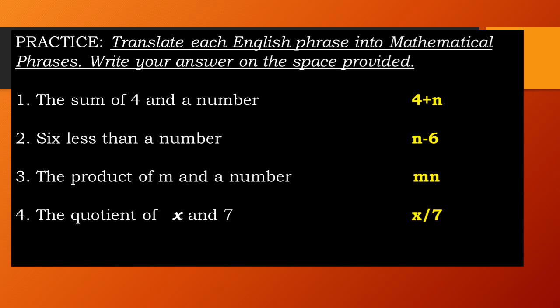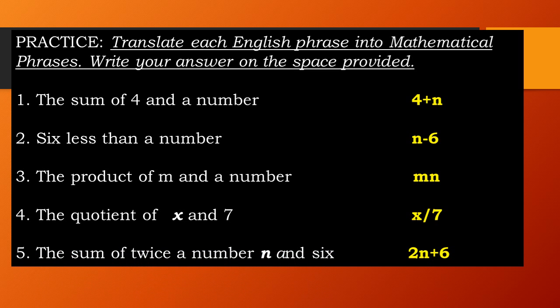Number 4, the quotient of x and 7. Always remember, the operation you are going to use is quotient, so that is divide. So x divided by 7. Number 5, the sum of twice a number n and 6. You are going to use addition since the word there is sum. Twice a number n is 2n. The second term is 6, so that is 2n plus 6.